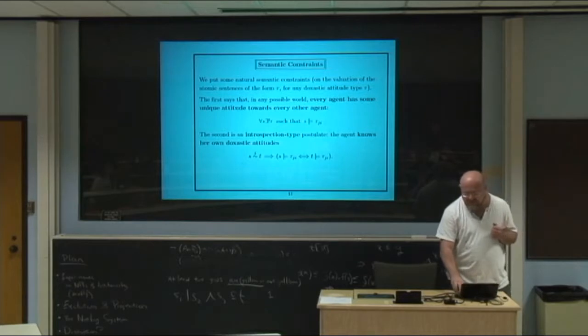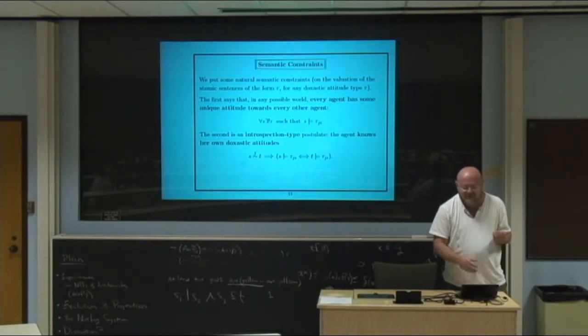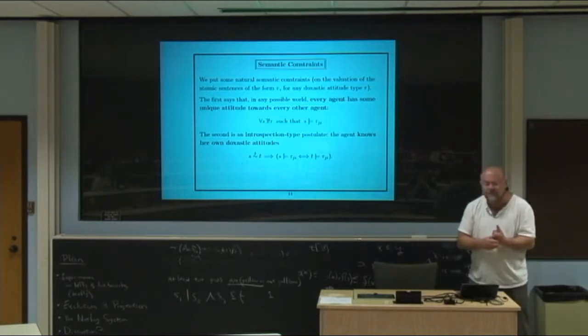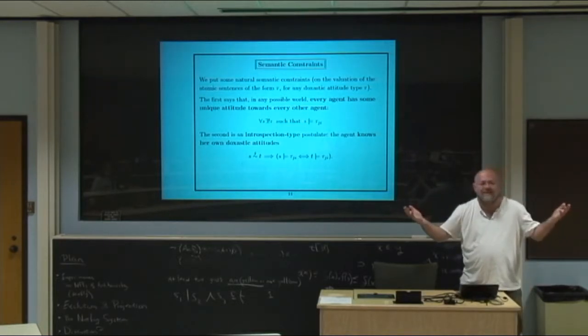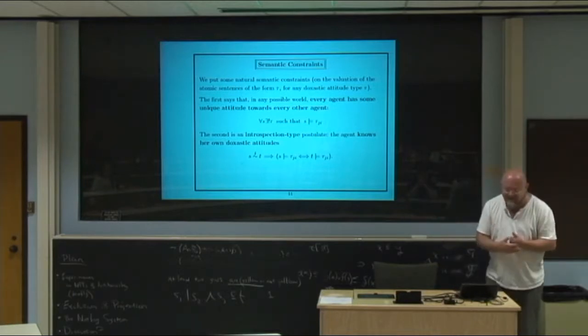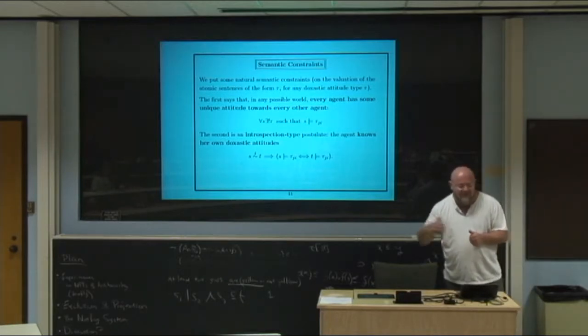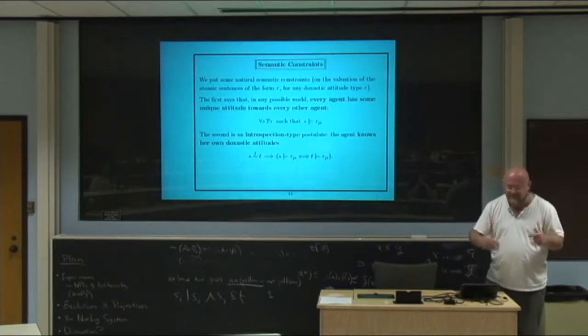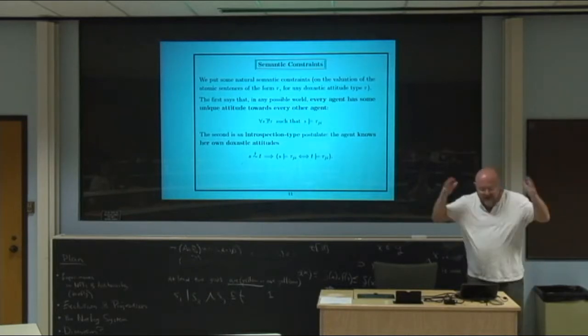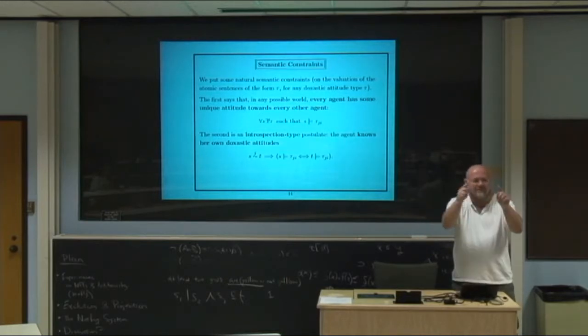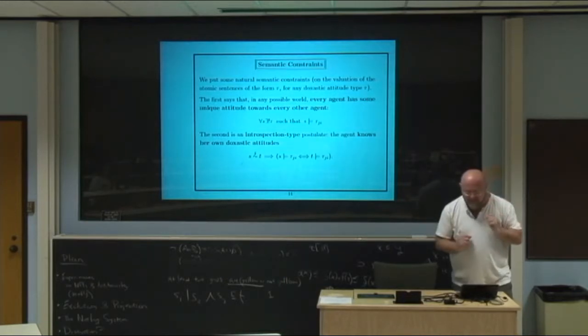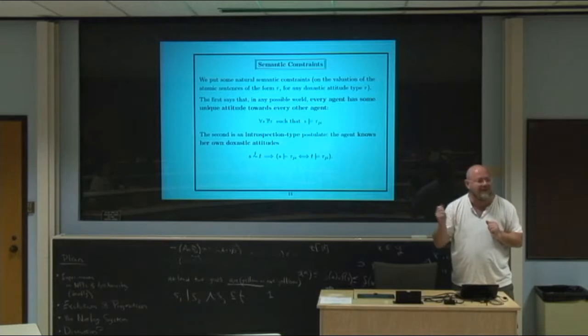And there will be some semantic constraints. Again, I don't want to insist on the details. You want, for instance, that every agent has some unique attitude towards every other agent. Okay, you might doubt that. The agents might be undecided, but in order to make this precise, it would be harder. Also, you might want some introspection about their own attitude. So the agent knows hard information about his own attitude to the other agents. In other words, throughout his information cell, Mr. J has the same attitude to Mr. I.